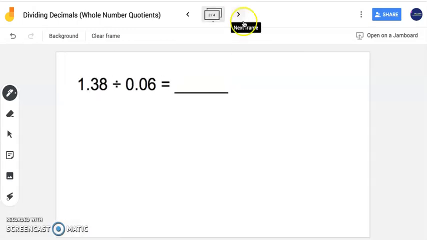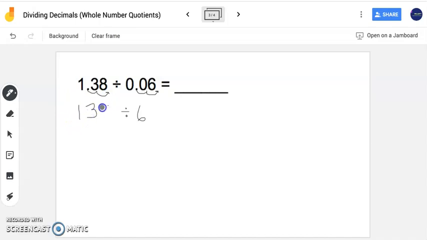For this next problem, again, I have 1 and 38 hundredths divided by 6 hundredths. I notice there's a decimal in my divisor, which is 6 hundredths. I'm going to multiply by 100, moving that decimal point 2 places to the right, leaving me with 6. I'm also going to multiply my dividend by 100 as well, moving that decimal point over 2 places to the right, eliminating my decimal point, giving me the number 138.